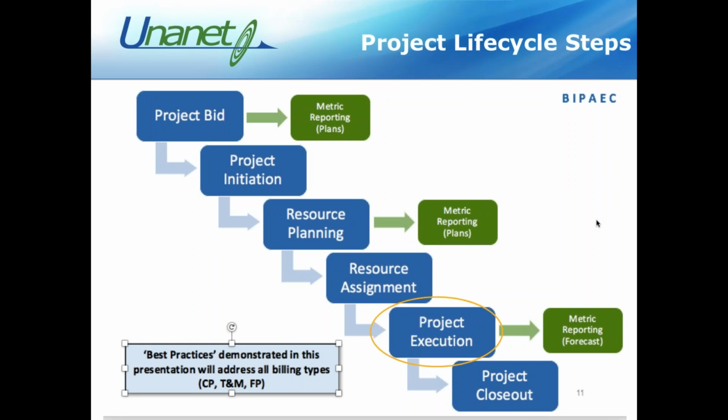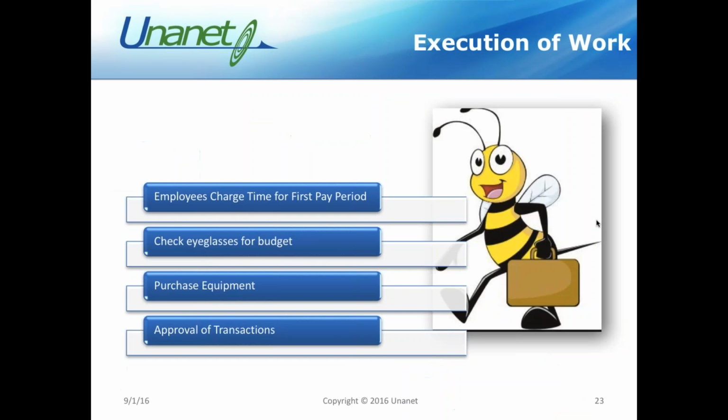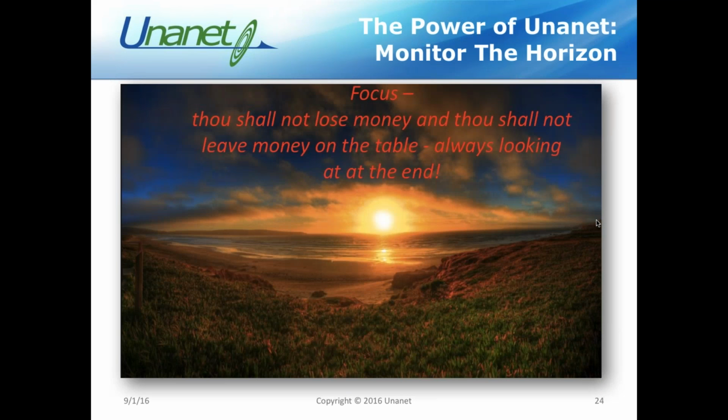The project execution is just that. It's collecting time and material. It's collecting time and expenses in the timesheets and expenses, the worker bees, as I have them here. They'll charge time for the first pay period. They can check their timesheet for the budget they've been given for that pay period or time period. Whoever is authorized to purchase the retina scanners will do that purchasing, and then all of those transactions will go through the approval process for the duration of the contract.